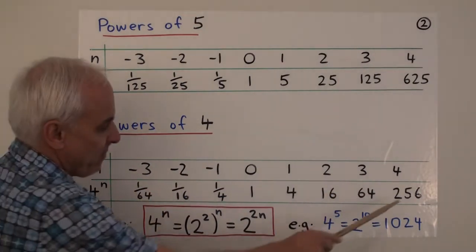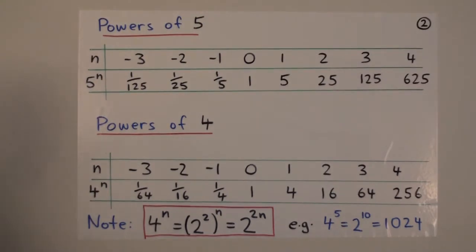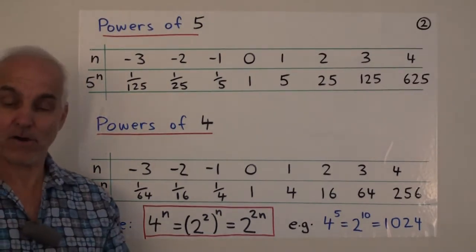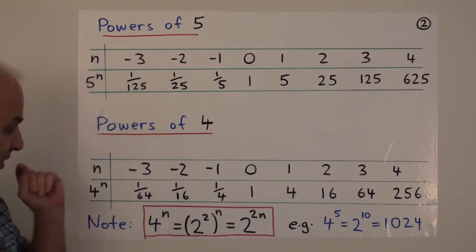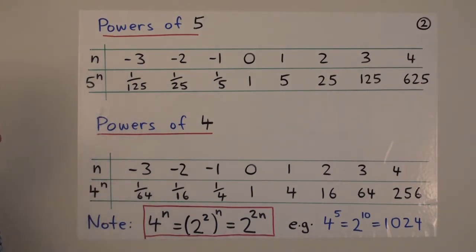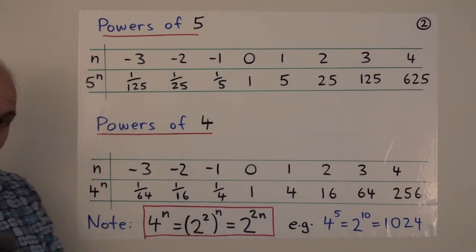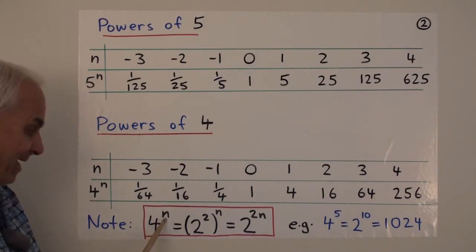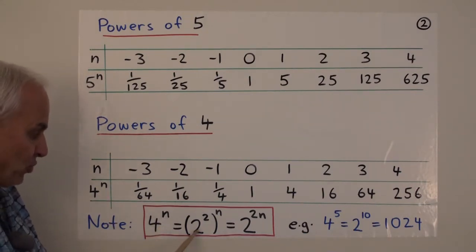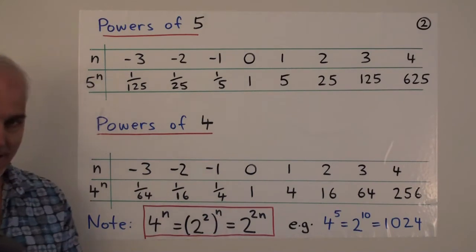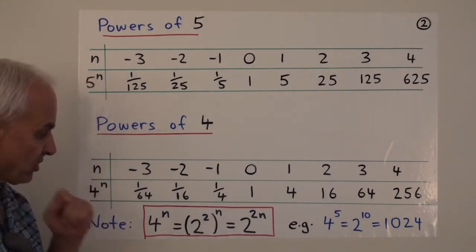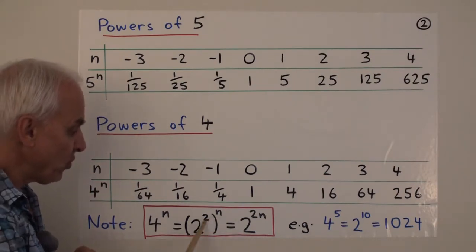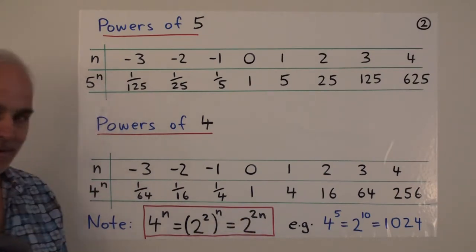Now if these numbers look familiar, it's no surprise, because the powers of 4 are closely connected with powers of 2. The reason is one of our index laws, our second index law. Remember that 4 is 2 squared. So 4 to the n is the same as 2 squared to the n, and the second index law tells us that's the same as 2 to the 2 times n, or 2n.